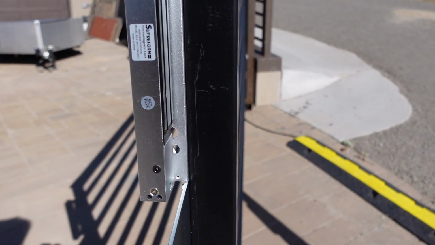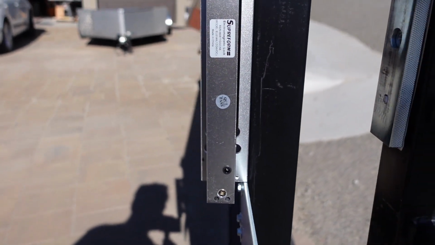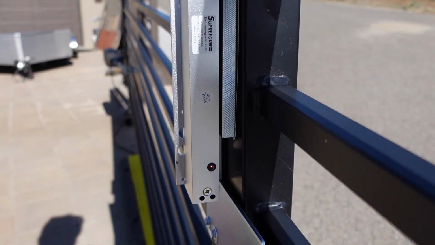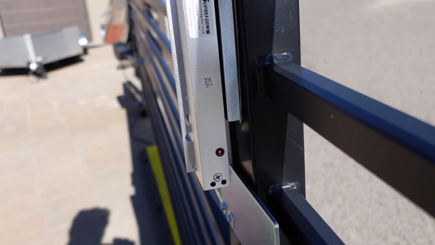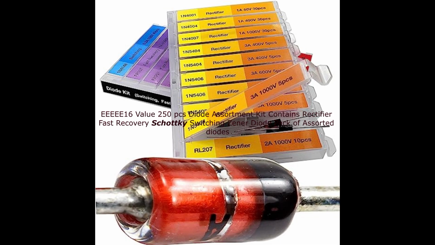When this gate closes, the Maglock is off until it actually connects. And then you'll see the red light there come on, and it will lock. This is the device you need. It's on Amazon. It's a 12-volt, one-channel relay. And you'll also need some Schottky diodes. I purchased these from Amazon as well. They were like 10 bucks for a whole bunch of them.